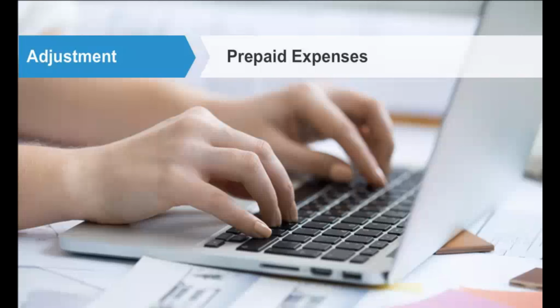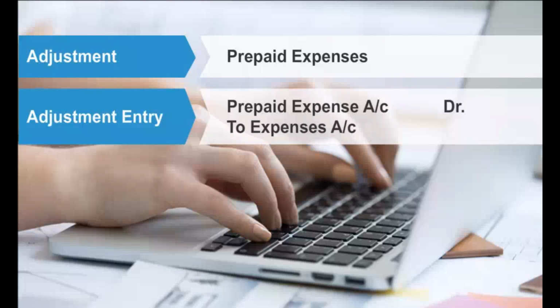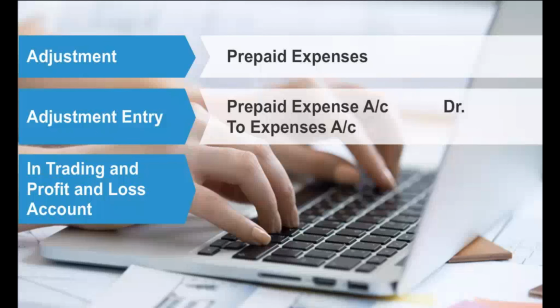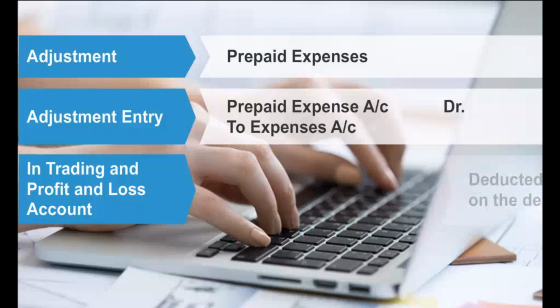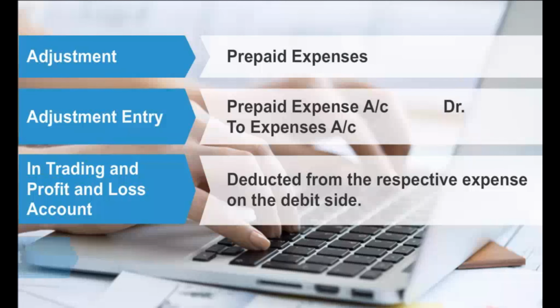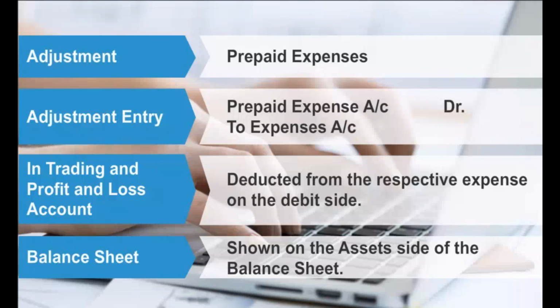Adjustment: prepaid expenses. Adjustment entry: prepaid expense account debited to expense account. In the trading and profit and loss account, it is deducted from the respective expense on the debit side. In the balance sheet, it is shown on the asset side of the balance sheet.